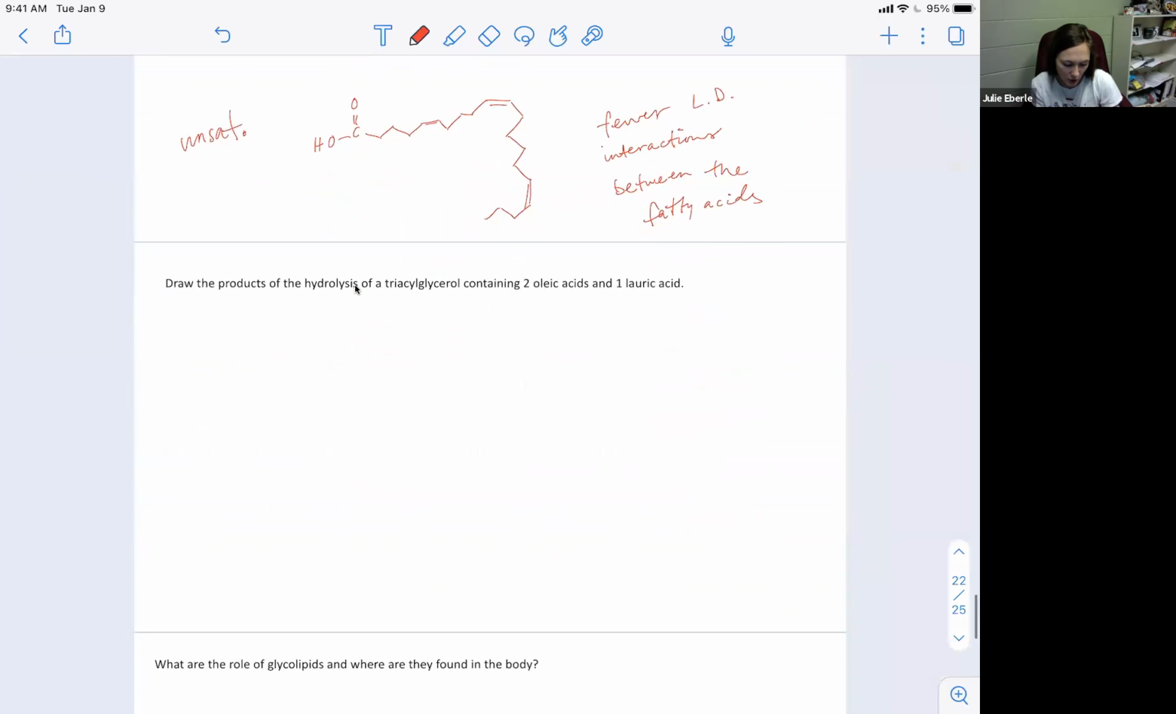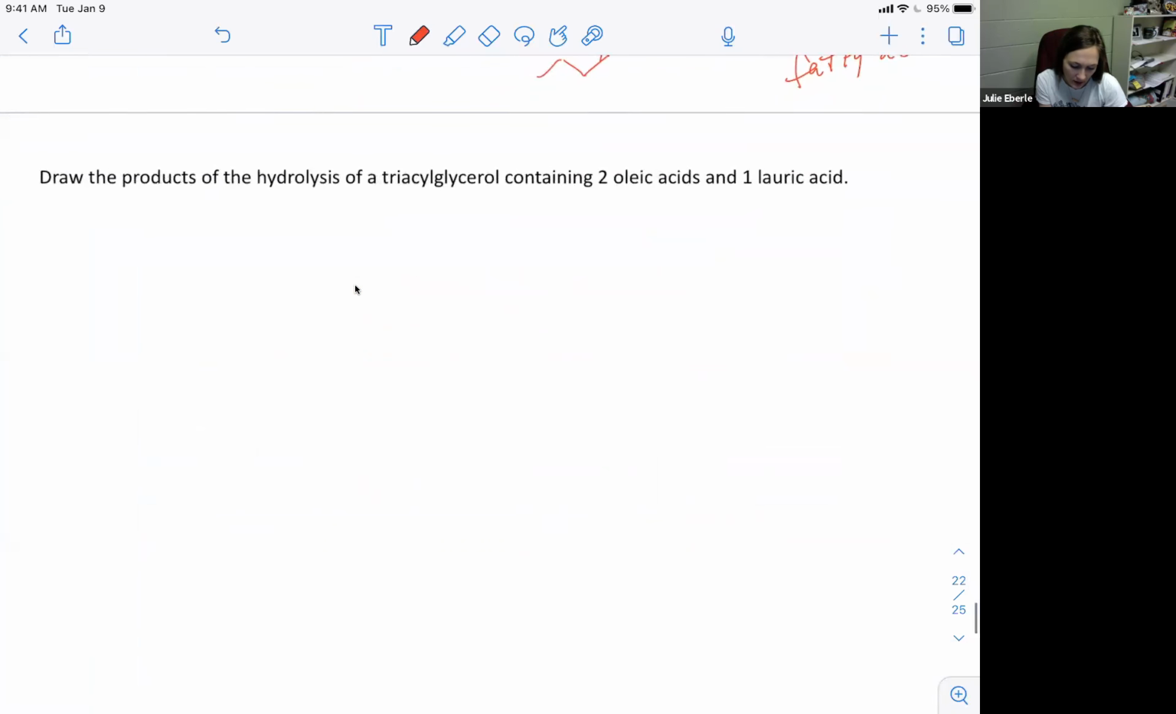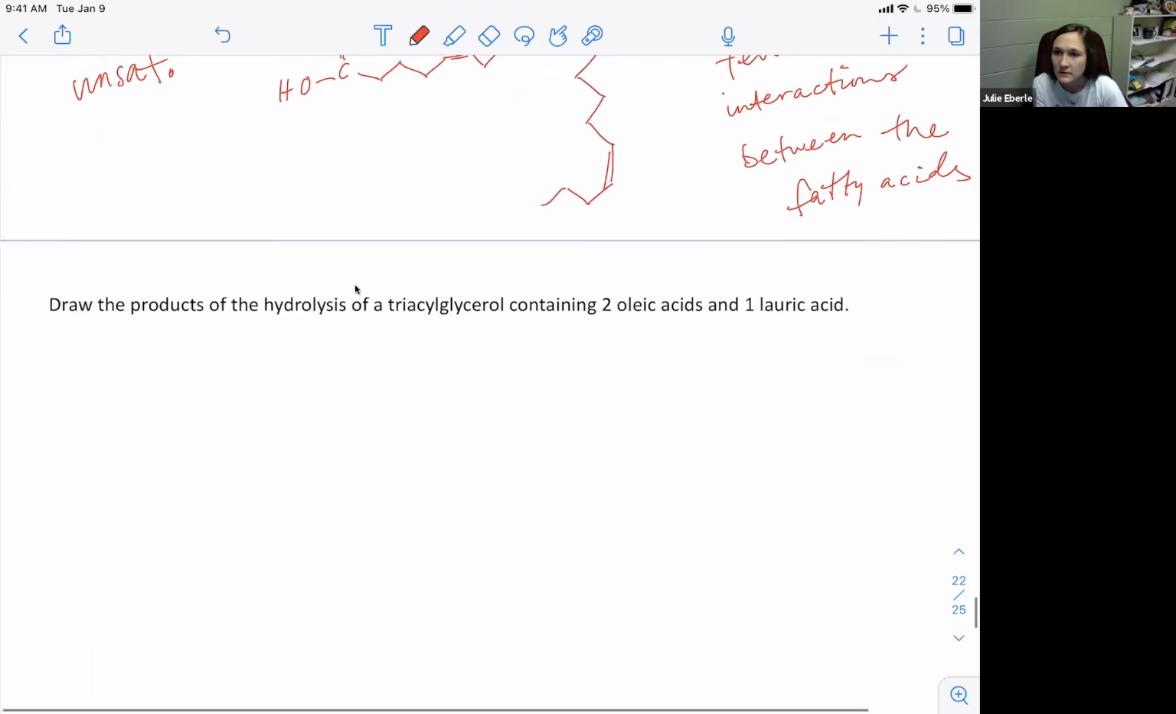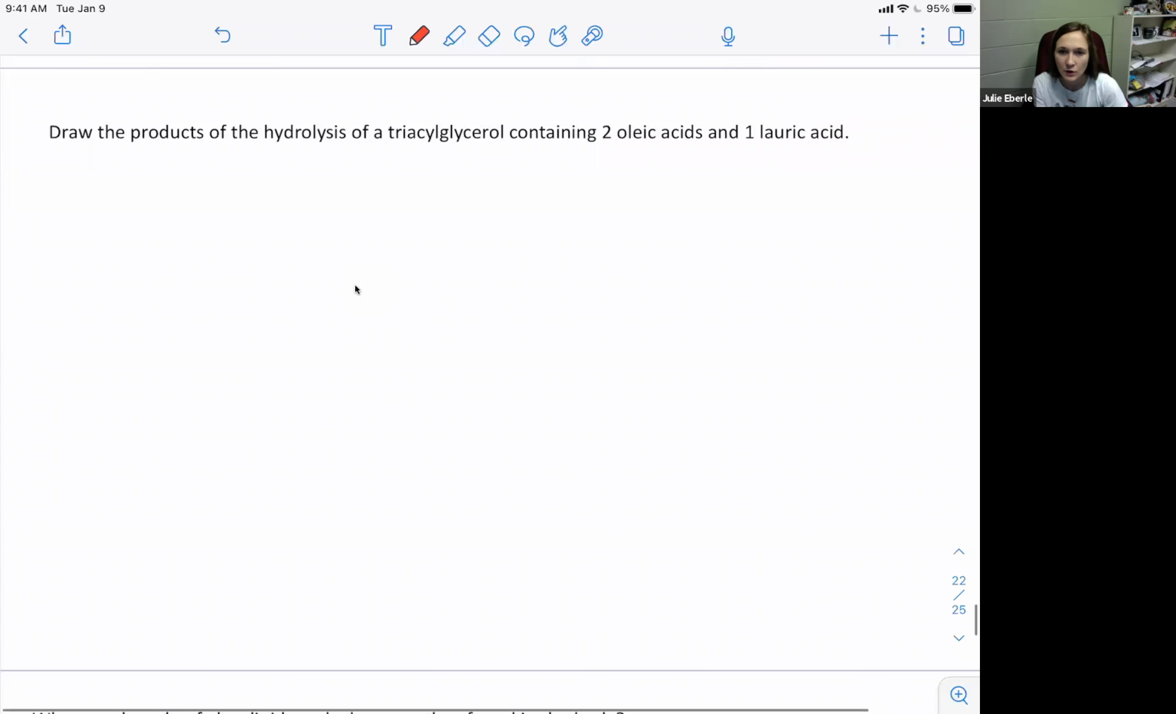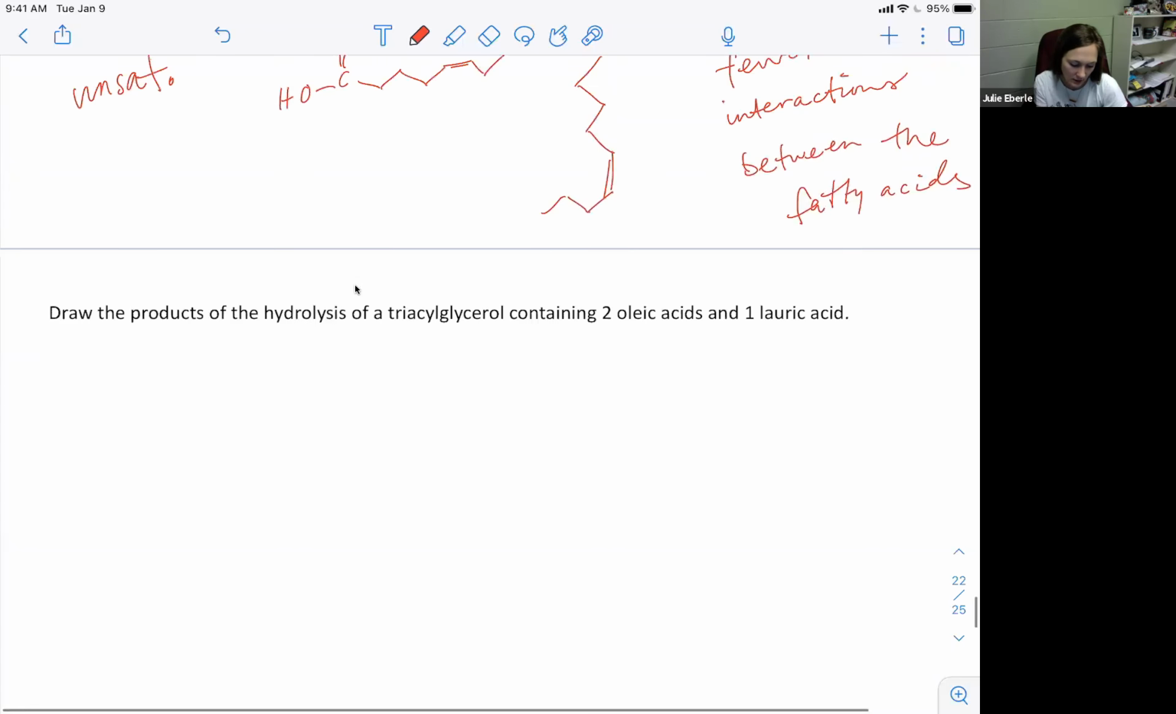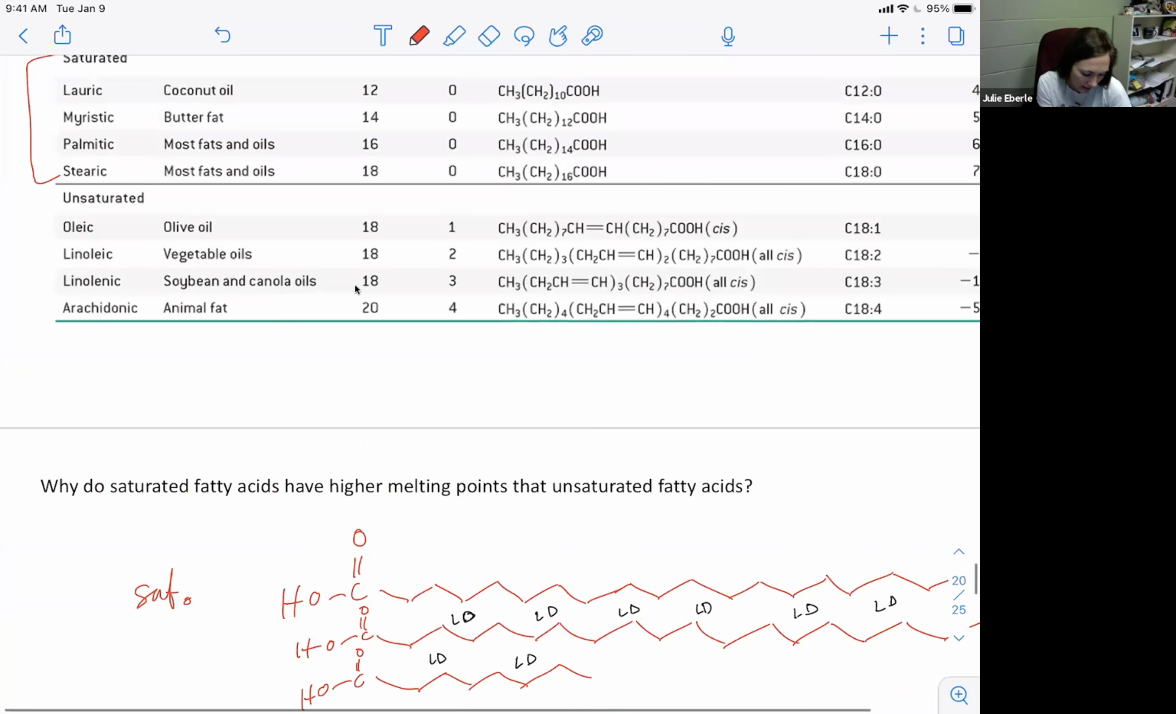So now draw the product of the hydrolysis of a triacylglycerol containing 2 oleic and 1 lauric fatty acids. Draw the hydrolysis. So oleic and lauric acid. Let's go look at the structures of those right up here. So we've got oleic and lauric. As these are written on the table, they've got the COOH group on the right, and that's fine. You can keep it oriented that way if that helps you. It really doesn't matter how you orient it, on the right or on the left, as long as you draw the rest of the structure correctly.